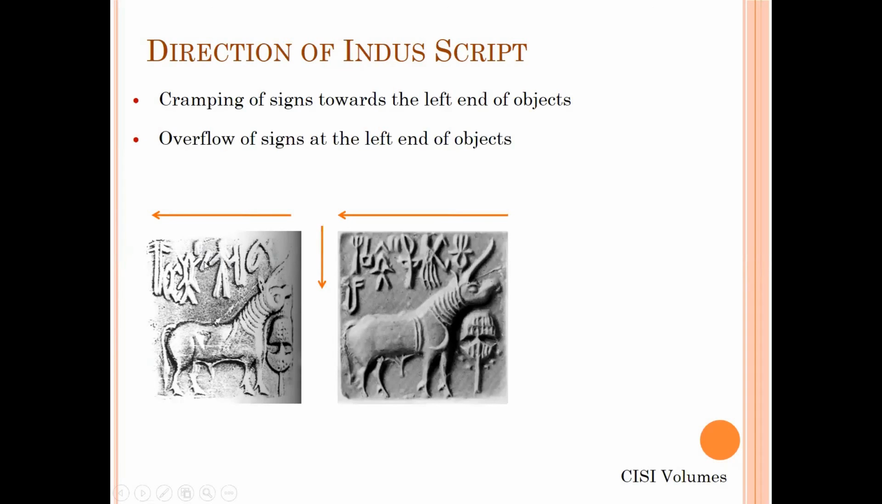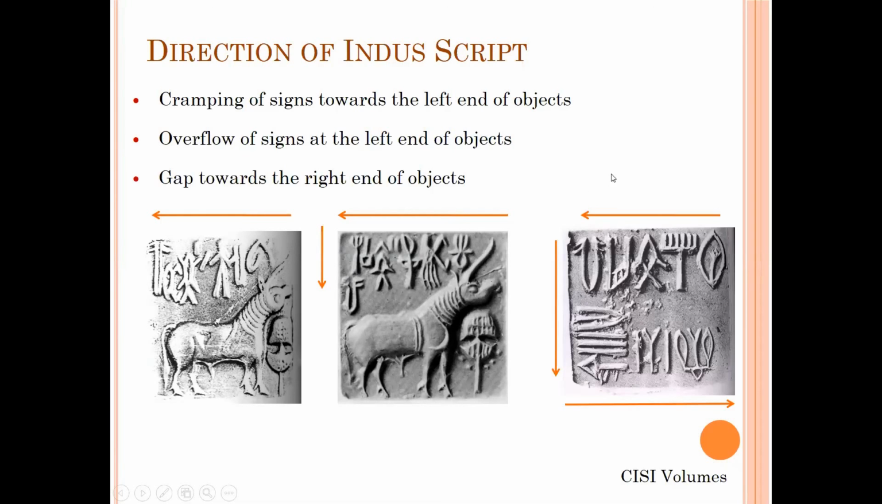Then we have examples of objects where we find overflow of signs going from the first row to the second row. This sign is the most frequent ender, and here, due to lack of space, it is written over here. Then we find examples of this kind of writing where there is a gap towards the right-hand side. So writing starts like here, then the signs get tilted, and then it goes from here, and this is again a very frequent text ender. Then here they again get tilted, and we again find a very frequent text ender here.